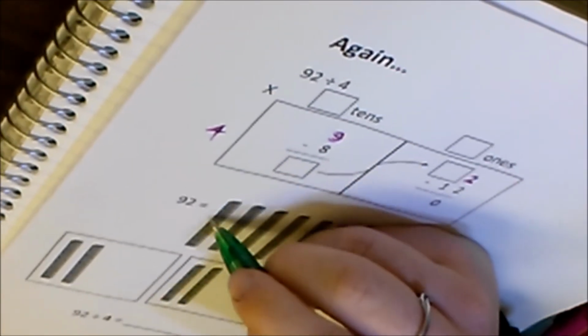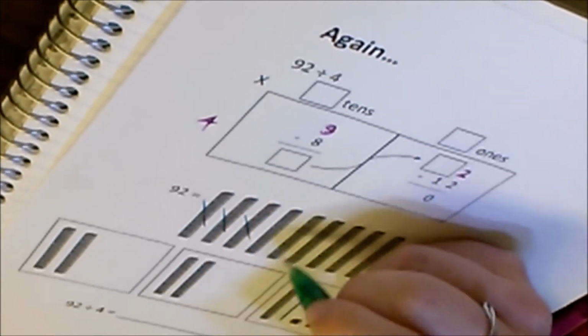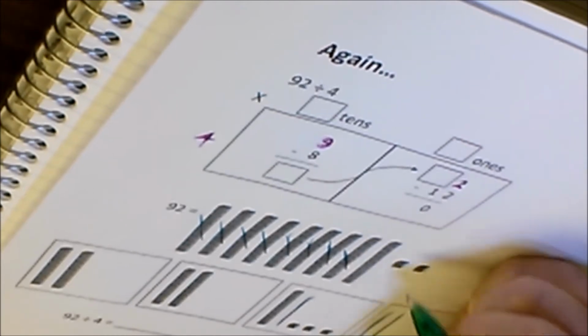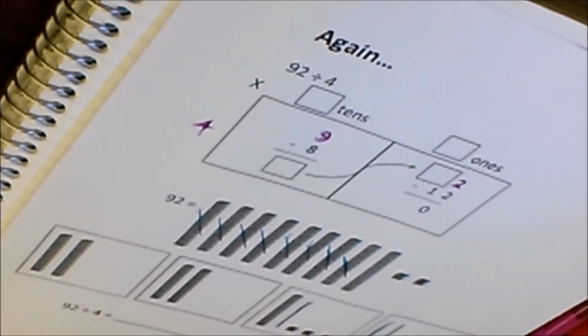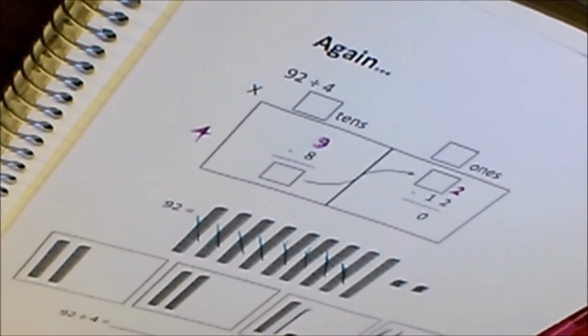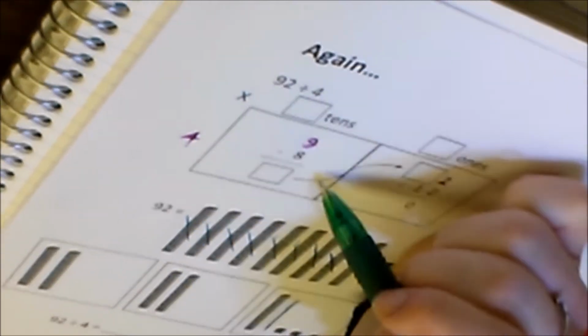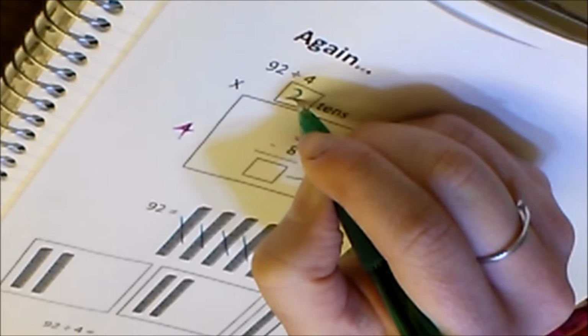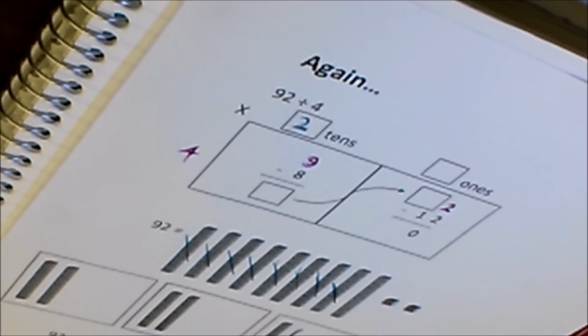Now, we just used 1, 2, 3, 4, 5, 6, 7, 8. So we have 1 left over. Let's see if we can make it happen up here. So we just said there's 2 in each group. So I want you to put 2 tens up here, because there's 2 tens in each group.